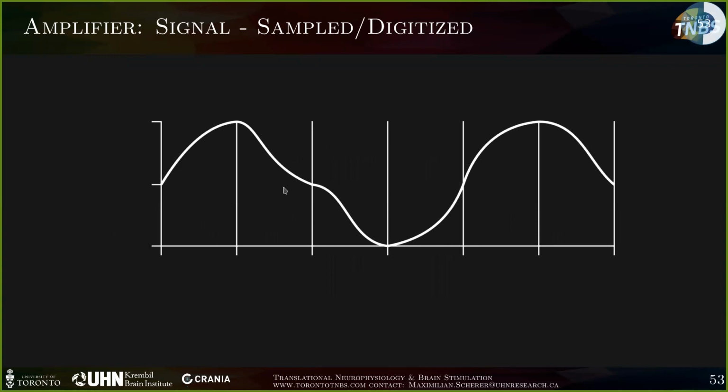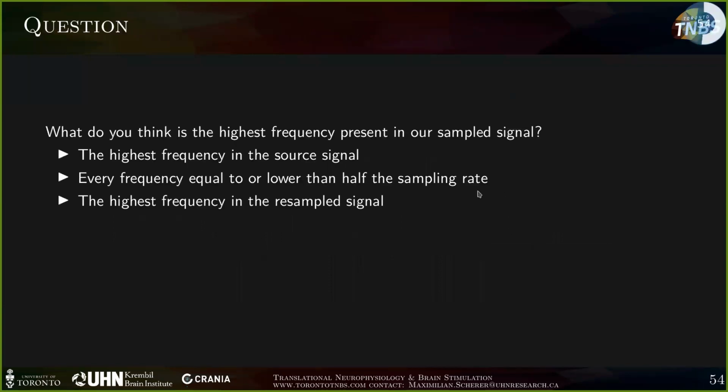So taking that back to our beautiful signal that we just sampled here, it's time for the second quiz. What do you think is the highest frequency present in our sampled signal? The highest frequency in the source signal, every frequency equal to or lower than half the sampling rate, or the highest frequency in the resampled signal? I'm going to wait like 45 seconds again, or a minute. It's a little more complicated.